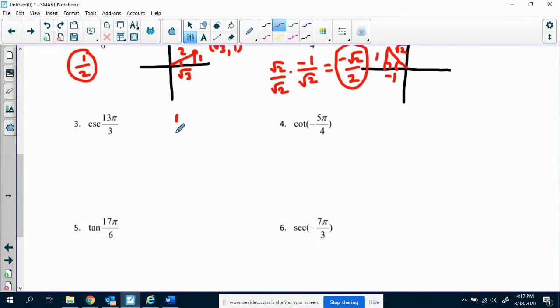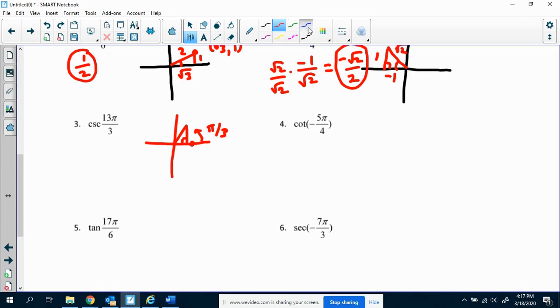Okay, cosecant of 13 pi over 3. So if I'm doing 13 pi over 3, 6 pi over 3 would get me to here. 12 pi over 3 would again get me back to here. And then 13 pi over 3 is going to be in the first quadrant. That is up pi over 3 from my x-axis. So my reference angle is pi over 3.